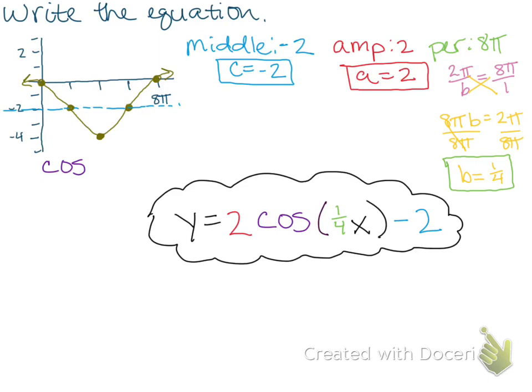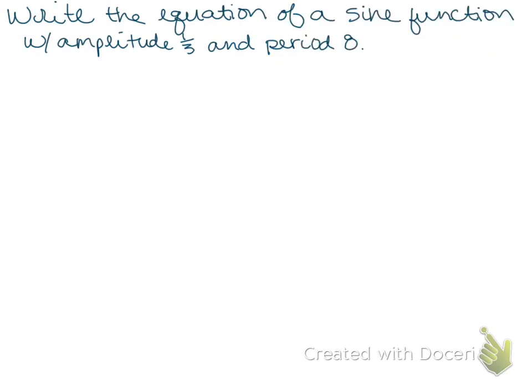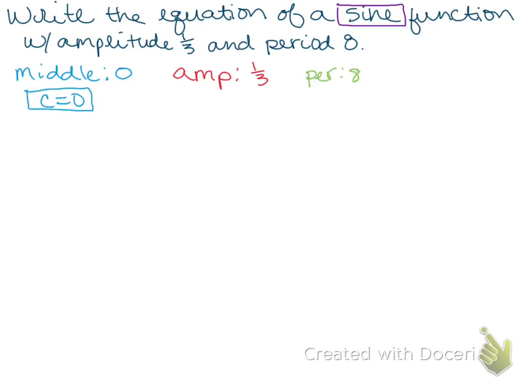All right, one last example. Write the equation of a sine function with amplitude 1/3 and period 8. So it's a sine function, so we know it's sine. The middle, if they don't tell you you have a middle other than 0, then your middle is 0. The amplitude is 1/3 and the period is 8. So my C is 0. If they don't tell you you have a reflection, then you don't have a reflection. So the A is just positive 1/3.